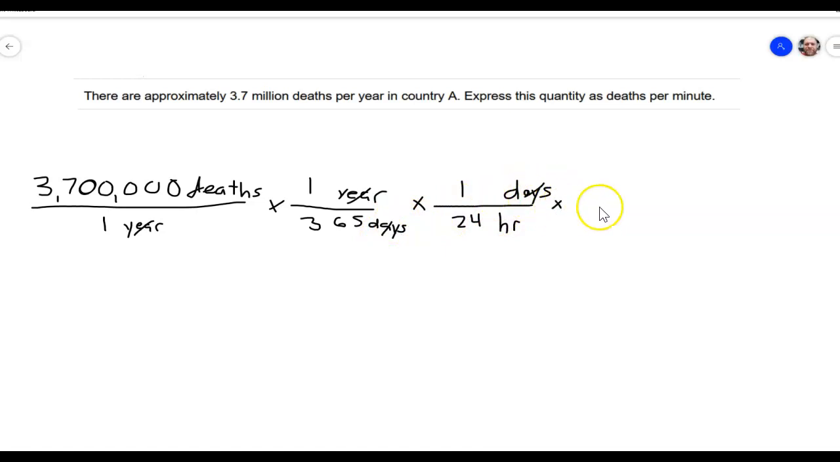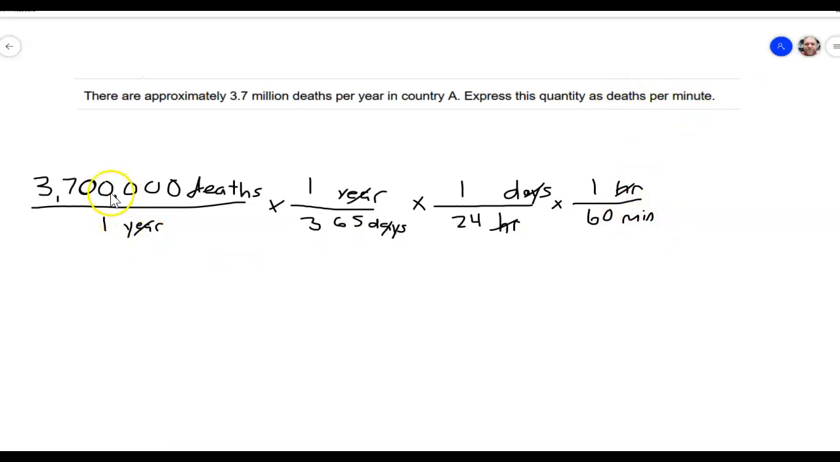And now I know that in 1 hour, I have 60 minutes. And already I am at the unit that I want, and I've canceled out my hours. So now I am in deaths per minute, and that's what I want to be.